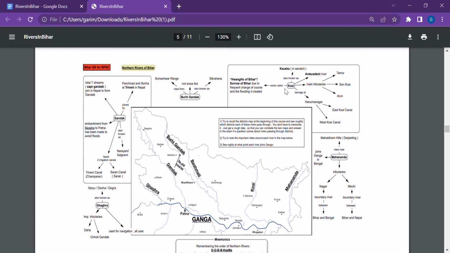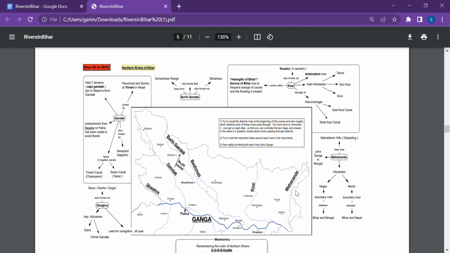Next river is the Kosi. This is known as the Wangho of Bihar, or the sorrow of Bihar, due to the frequent change of course and the flooding it creates. It creates a lot of flooding. The Kosi is also known as Koska in Sanskrit, an antecedent river. Its main tributaries are Tamur, Son Kosi and Arun. The Kosi has a barrage at Hanuman Nagar, and it divides the Kosi into the East Kosi Canal and the West Kosi Canal.